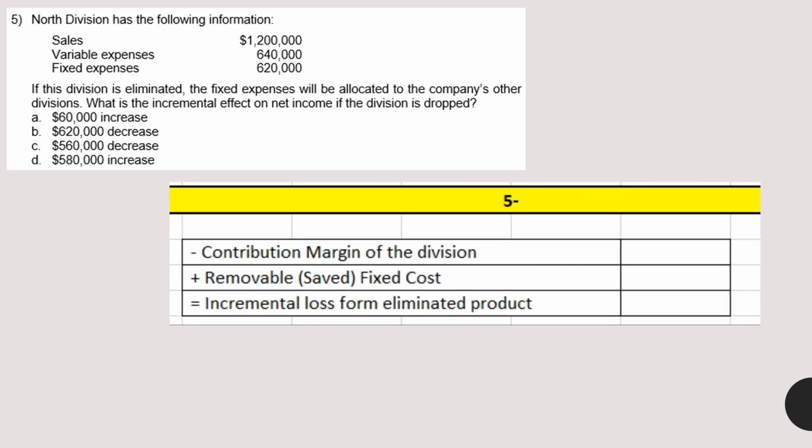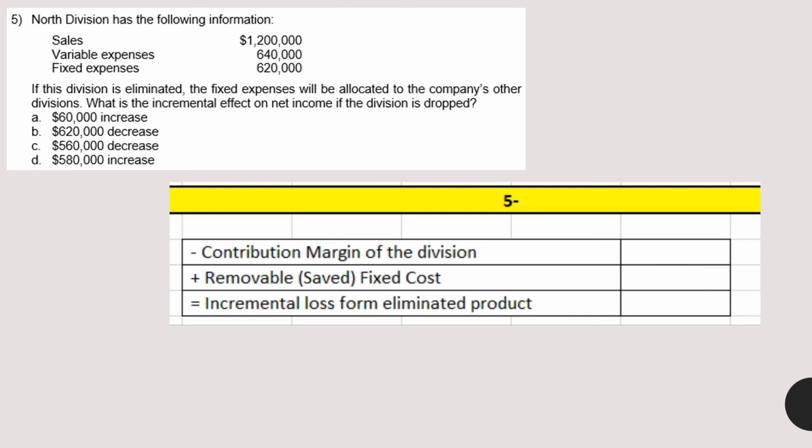Alright, this North division has the following information: sales, variable, and fixed expenses. And we're told that if this division is eliminated, the fixed expenses will be allocated to the company's other divisions, so there'll be no reduction of fixed expenses. So what's the incremental effect on net income if the division is dropped?